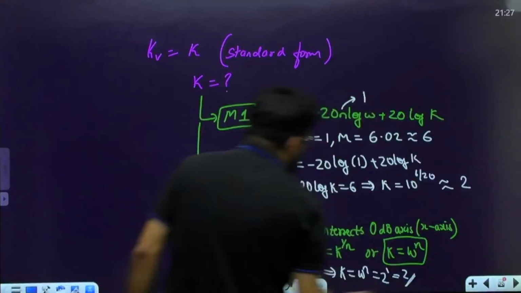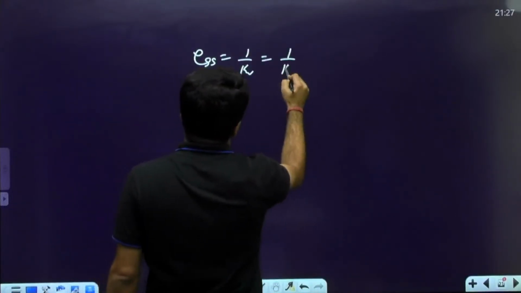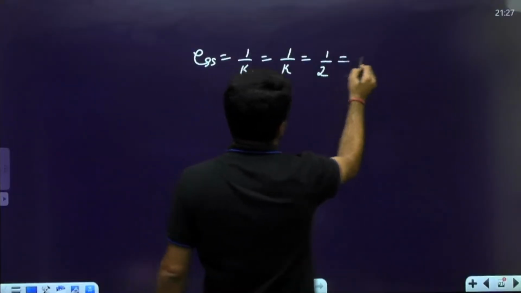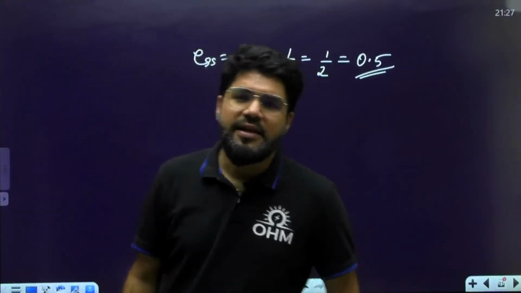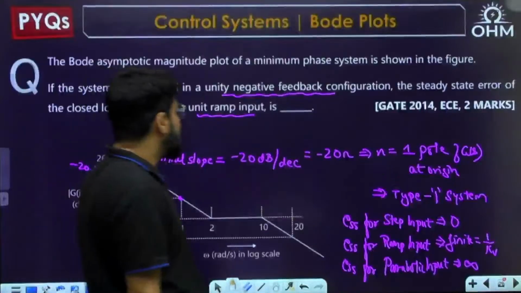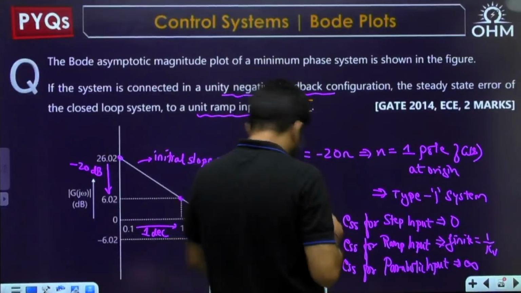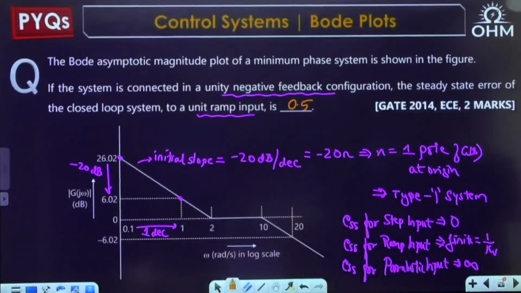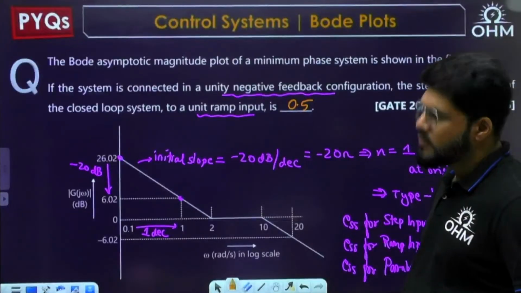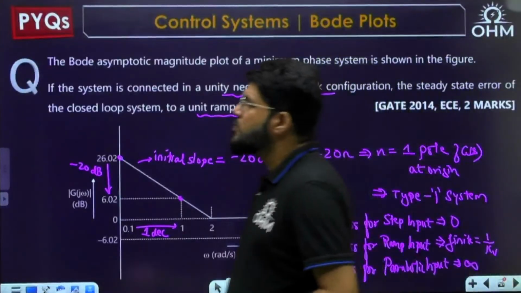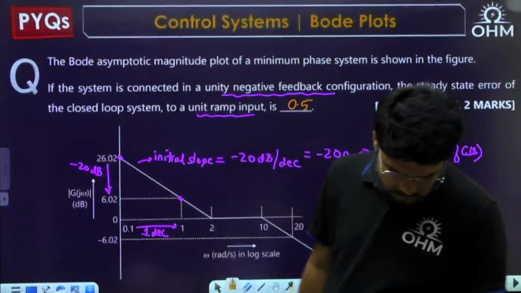Okay, and if k is 2, steady state error is 1 upon kV. kV is equal to k of the standard form. K is 2, so steady state error is 0.5. Steady state error calculation from Bode plot, that is also covered. The steady state error is 0.5. Hope that is clear to you.